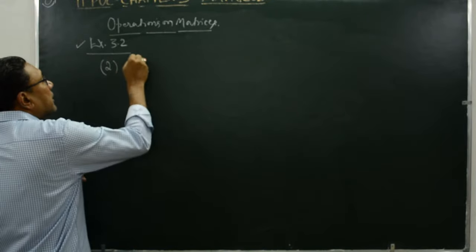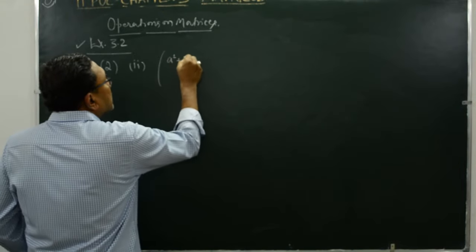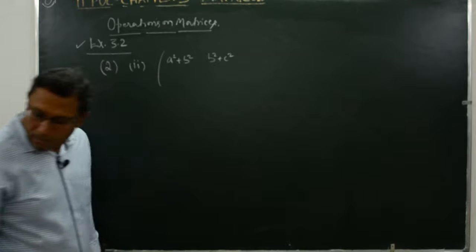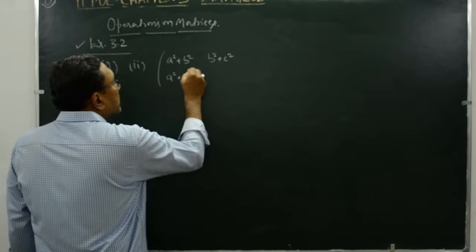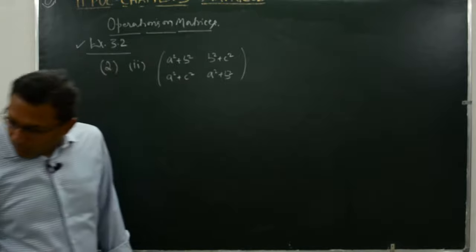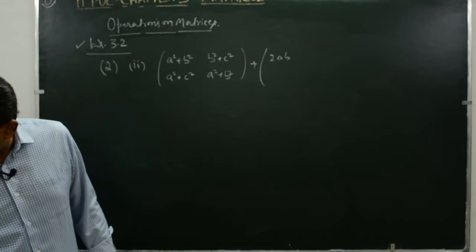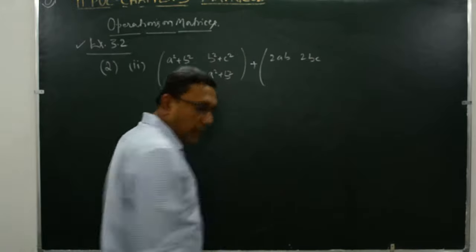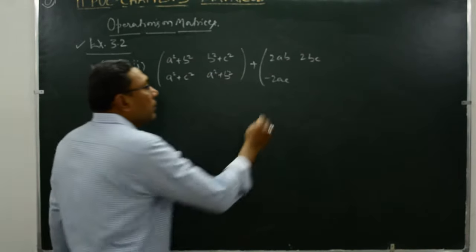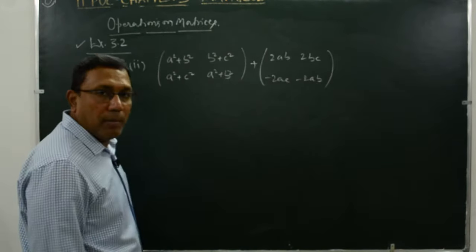Let us consider the second question. The question is A square plus B square, B square plus C square, A square plus C square, and A square plus B square, which should be added with 2AB, 2BC, minus 2AC and minus 2AB. Let us take this problem, addition of two matrices.